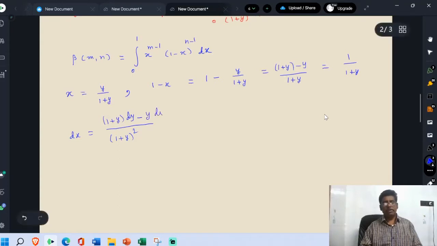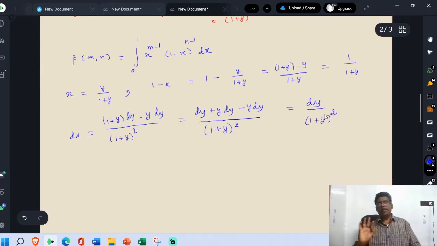1 plus y is dy, which is equal to 1 into dy plus y into dy minus y into dy, whole divided by (1 plus y) whole square, which is equal to dy divided by (1 plus y) whole square. This is the value of dx. Now you know the value of x, 1 minus x and dx.